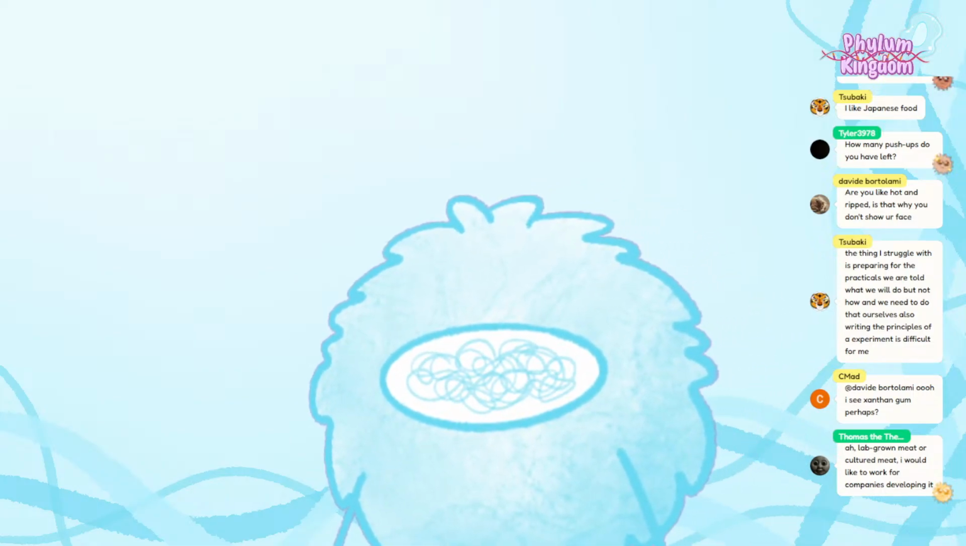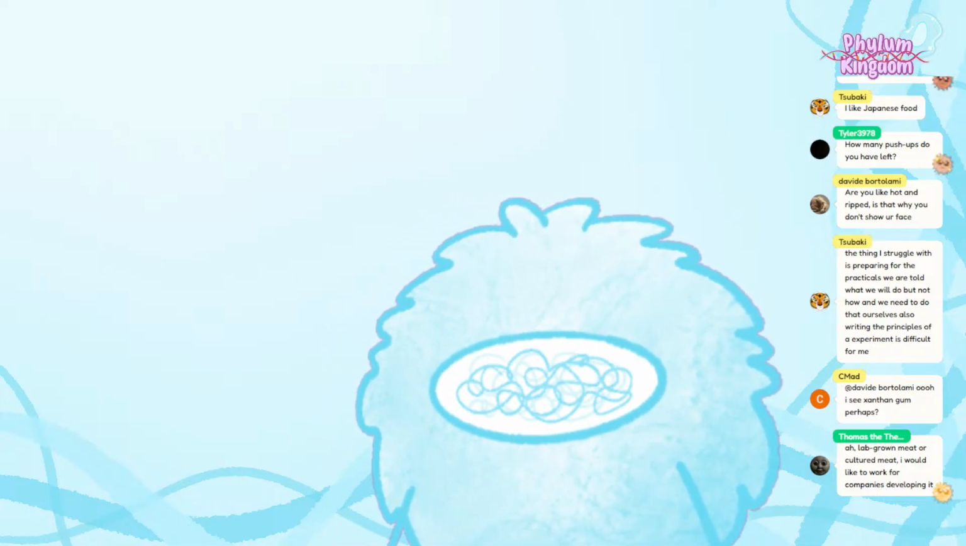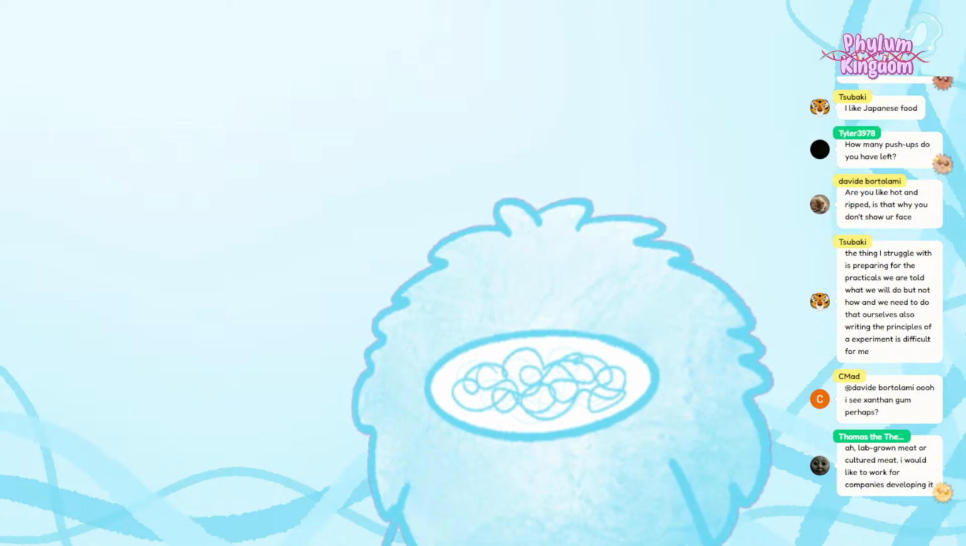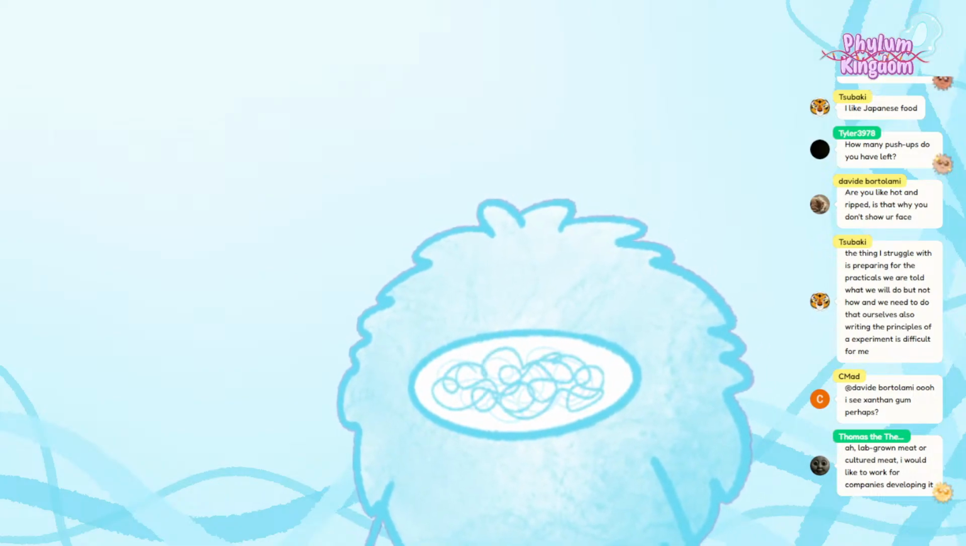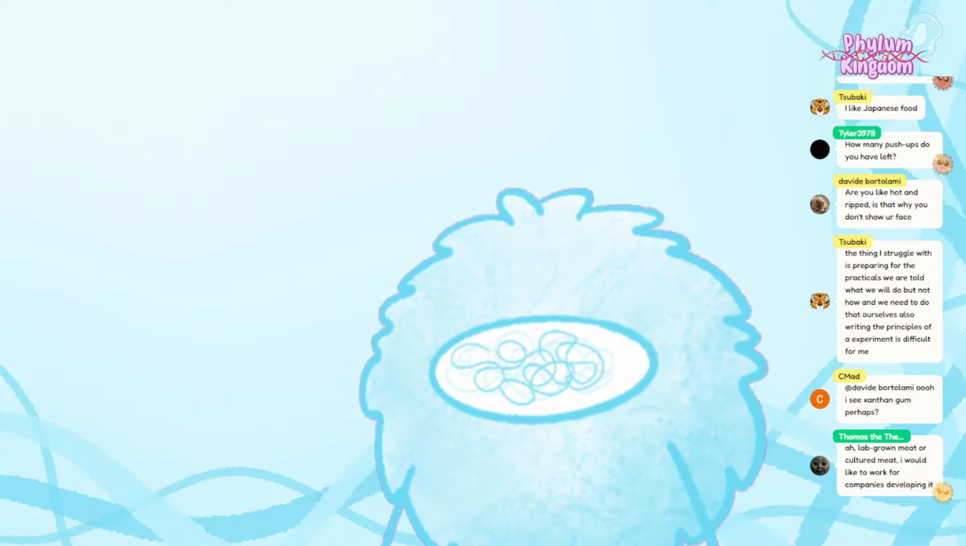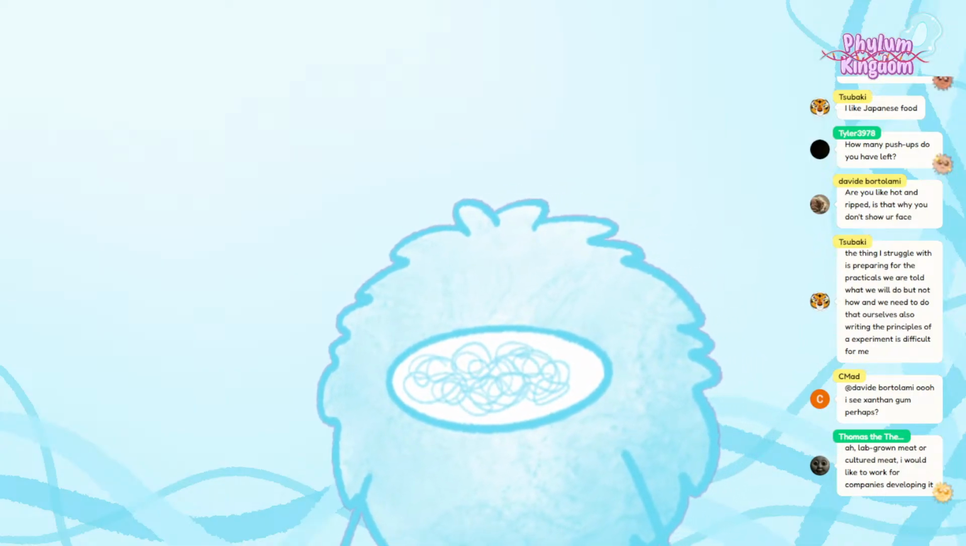Lab-grown meat or cultured meat, I would like to work for companies developing it. That would be so sick, honestly. I would be first in line for an accessible lab-grown meat. In terms of my price breakpoint, I'm okay with lab-grown meat being twice as expensive as regular meat. I would consider buying a product like that, right?